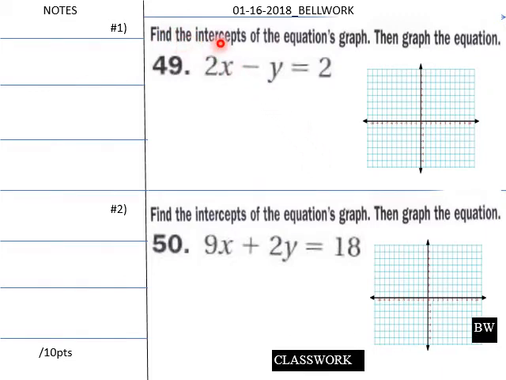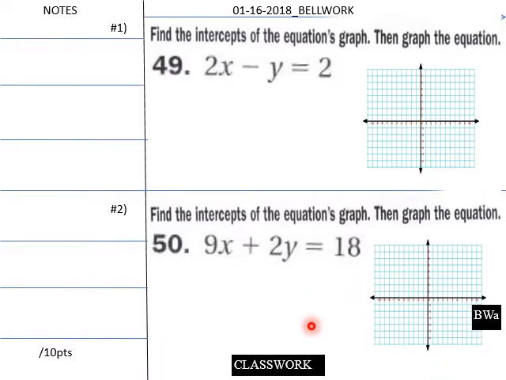Students and teachers, find the intercepts of the equation's graph. 2x minus y equals 2. Find the intercepts here, then graph the equation. And then down here, 9x plus 2y equals 18. Find the intercepts of the equation's graph, then graph the equation. We're going to give you 5 minutes to do this. See you in 5.